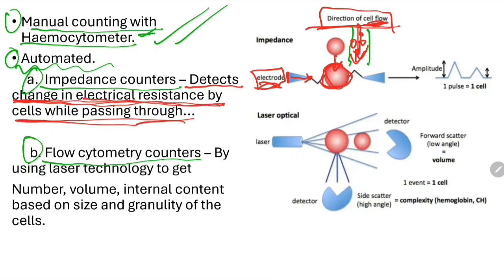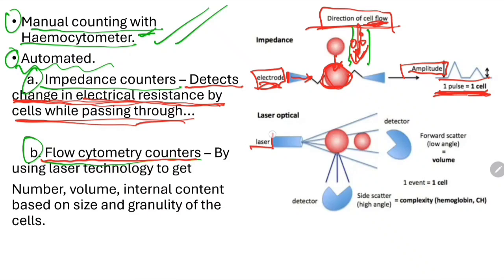When a cell passes through this area, it will change the electrical resistance, and that will be picked up as a pulse, one pulse. So when something passes, it will register one pulse, or the amplitude will change, and that will be registered by the machine as one cell, as one pulse. One pulse will be counted as one cell. That is the first type. Then the second type we are going to discuss is the flow cytometry counter.